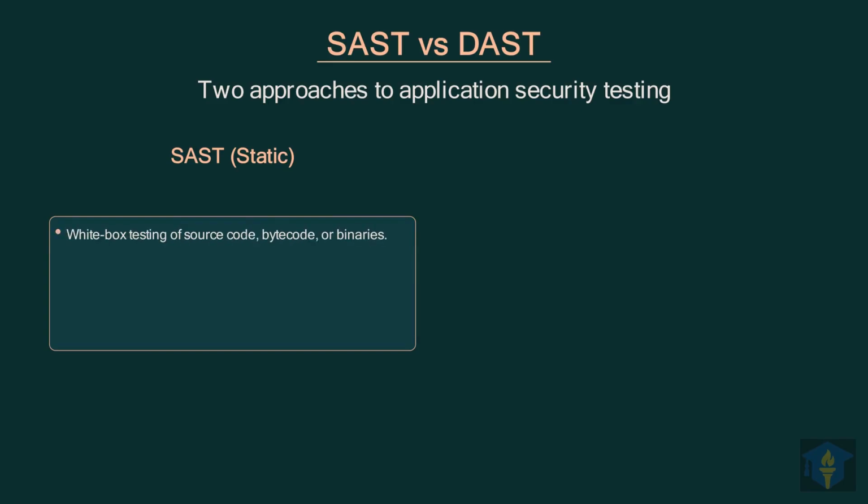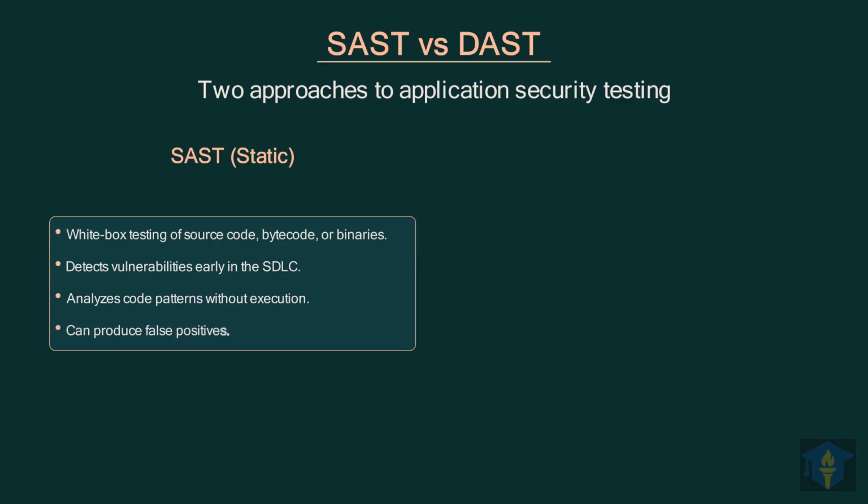SAST is a white box test, directly analyzing your source code, bytecode, or binaries for flaws. It's excellent for catching vulnerabilities very early in the software development lifecycle. SAST works by meticulously analyzing code patterns without actually running the application. A potential drawback is that SAST can sometimes generate false positive alerts, requiring further review.